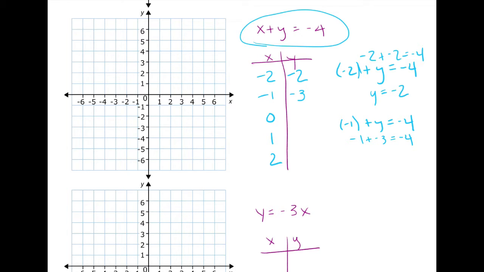Then I'm going to put in 0. 0 plus y equals negative 4. Now this one should be easy. Of course, y has to equal negative 4 now.